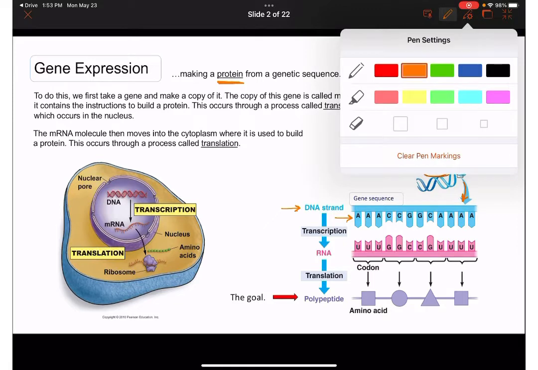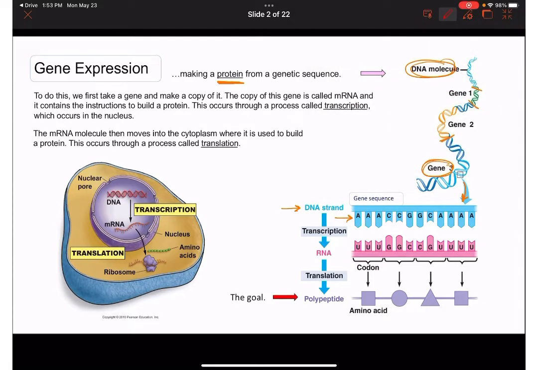So to make a protein, there's a couple things that we have to do. First of all, we have to take that DNA, that genetic sequence, and we have to make a copy of it. And the copy that we make is called RNA, or more specifically, messenger RNA. And that occurs through a process called transcription.